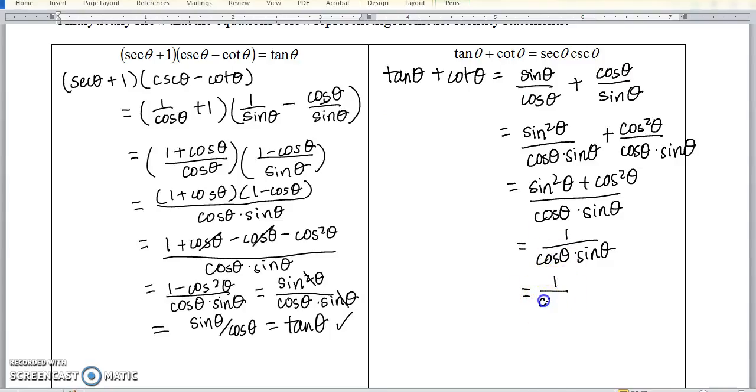So we can separate this one fraction into 1 over cosine theta times 1 over sine of theta. Just like that. Okay? Because remember, when we multiply fractions, we just multiply the numerators and denominators together. And 1 times 1 would be 1. And then 1 over cosine is secant of theta. And 1 over sine is cosecant of theta. And that's all done.